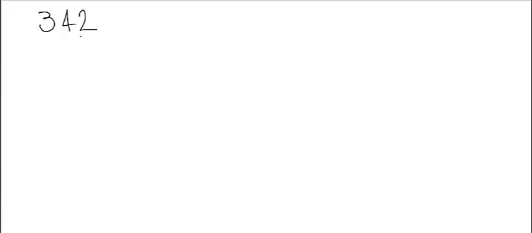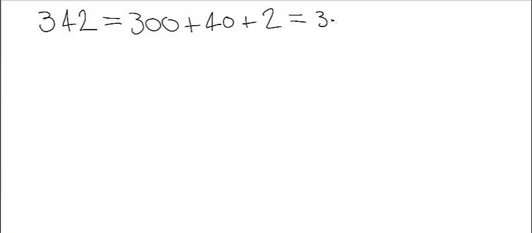Now, in decimal, we call this the units position. This is the tens position, and this is the hundreds position. Now, what's another way to write 342? We can write 300 plus 40 plus 2, correct? And another way we can write this is 3 times 10 to the power 2 plus 4 times 10 to the power 1 plus 2 times 10 to the power 0, because anything to the power 0 is 1, and this would just be 2.